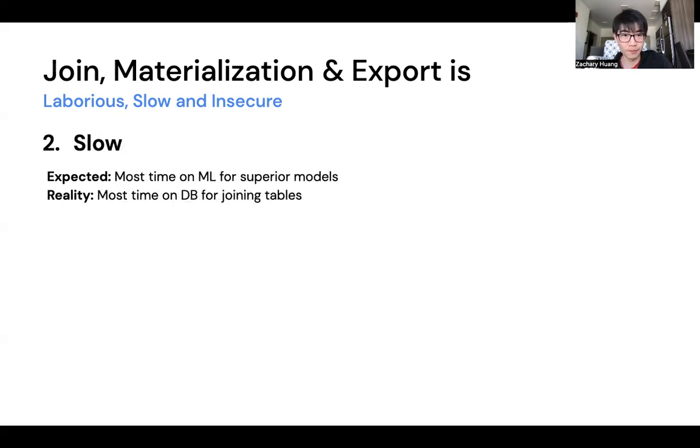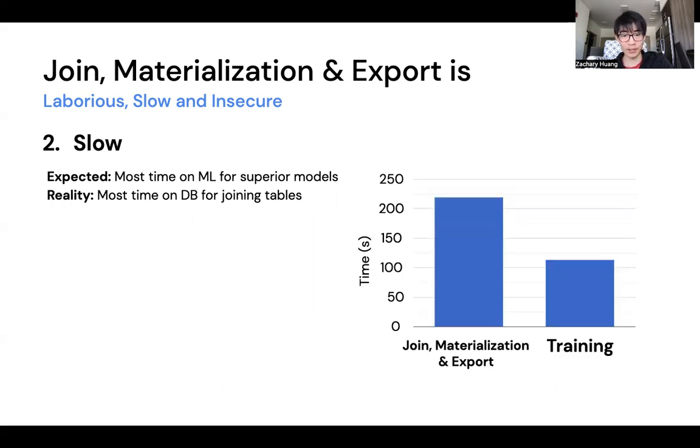Secondly, it's very slow. Ideally, the majority of our time should be invested in improving machine learning models. But in reality, the join, materialization, and export process, especially for most of our datasets, can take hours to complete. So our experiments actually show that such a join process in databases can take longer than the actual training time.